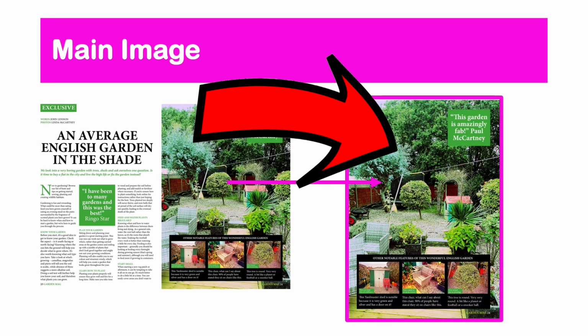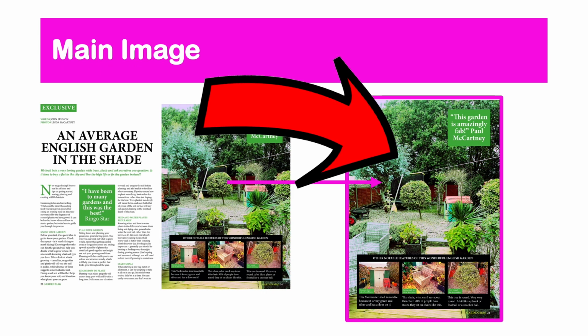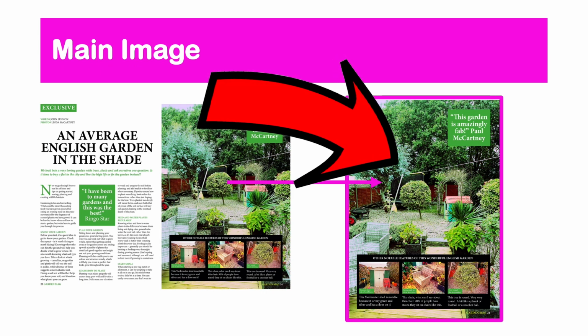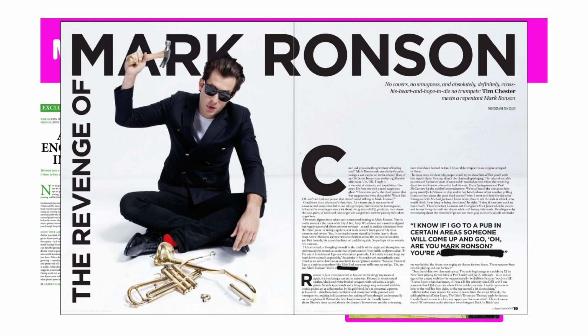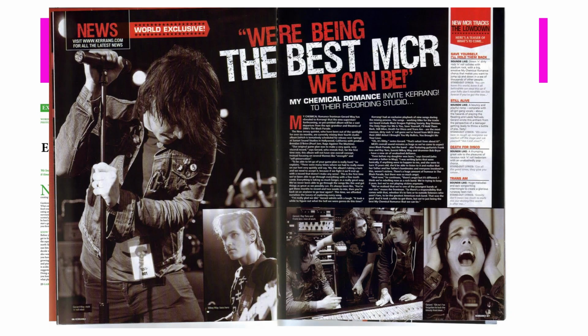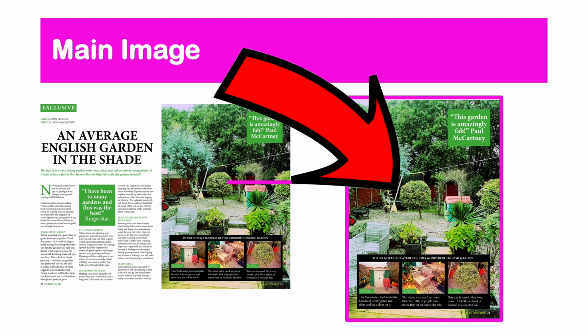The main image is simply the biggest picture on the article. If the article is an interview of a famous person, then the main image should be that person quite large. There may be other images of that person, but obviously they'd be a lot smaller. So the main image is the biggest image on the page.